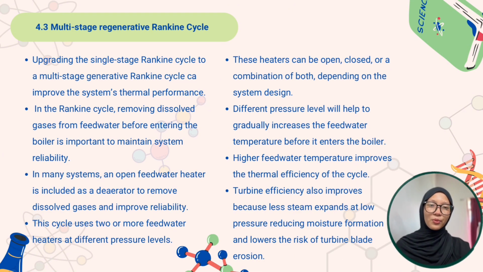Furthermore, building on that concept, we can also upgrade the single-stage cycle into a multi-stage regenerative Rankine cycle to further push the thermal performance. This layout can use open heaters, closed heaters, or a combination of both across different pressure levels to gradually step up the feed water temperature. In many setups, an open feed water heater specifically doubles as the aerator. This is vital for removing dissolved gases from the feed water before it hits the boiler, heavily protecting the system reliability. Moreover, because less steam expands all the way down to the lowest pressure, we simultaneously reduce moisture formation and lower the risk of turbine blade erosion.